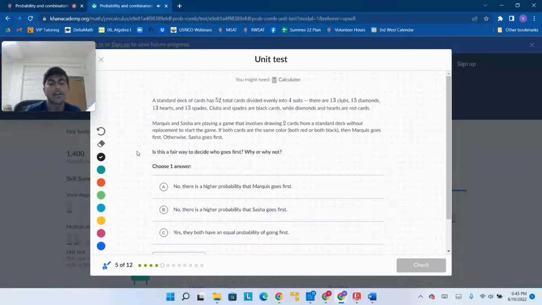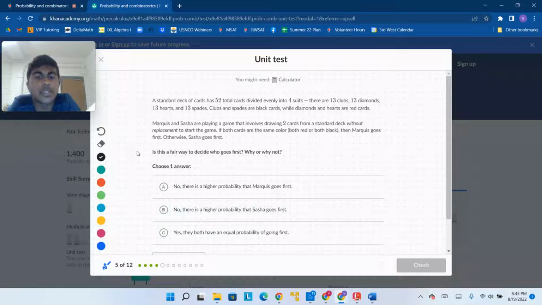A standard deck of cards has 52 total cards divided evenly into four suits: 13 clubs, 13 diamonds, 13 hearts, and 13 spades. Clubs and spades are black cards, while diamonds and hearts are red cards. Marquis and Sasha are playing a game that involves drawing two cards from a standard deck without replacement to start the game. If both cards are the same color, then Marquis goes first. Otherwise, Sasha goes first. Is this a fair way to decide who goes first? Why or why not? Let's see.